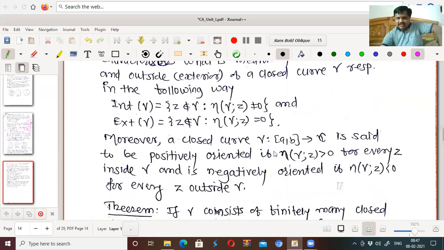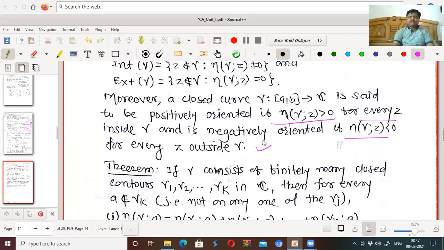Moreover, a closed curve gamma from a closed interval to C is said to be positively oriented if the index number, or winding number, is greater than 0 for every z, and negatively oriented if it is less than 0 for every z outside gamma. So from this winding number, you can say whether it is positively oriented or negatively oriented.